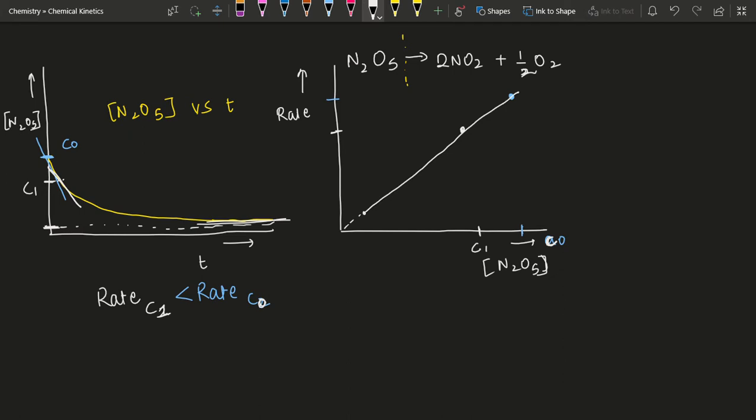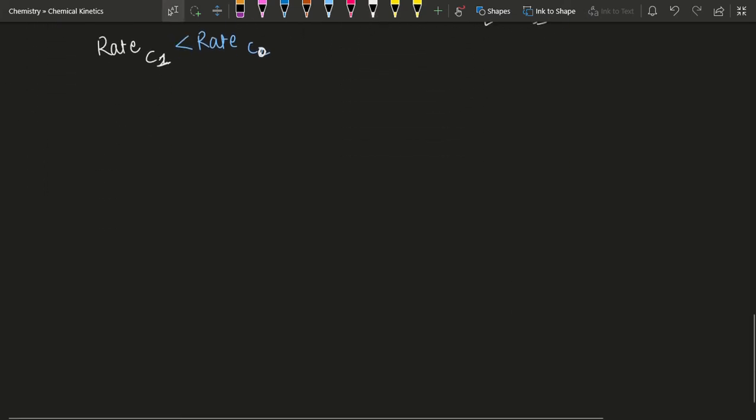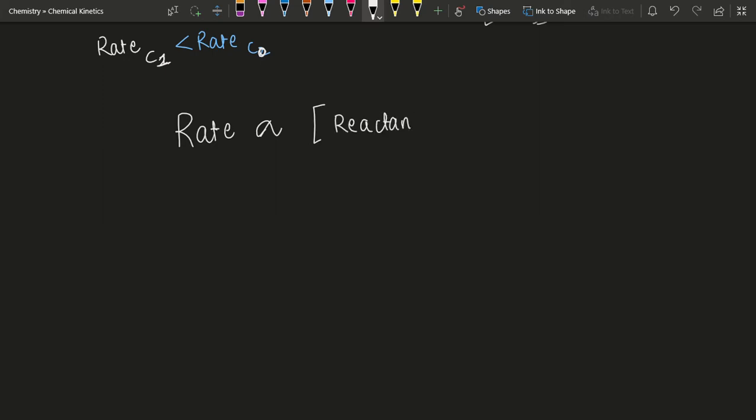However, it's not true for all reactions that the rate versus the concentration of the reactant would be a straight line. However, you can simplify almost all reactions to the following. You can say that the rate of your reaction is proportional to the concentration of your reactants to some power. This is not necessarily an integer, it can be any power.